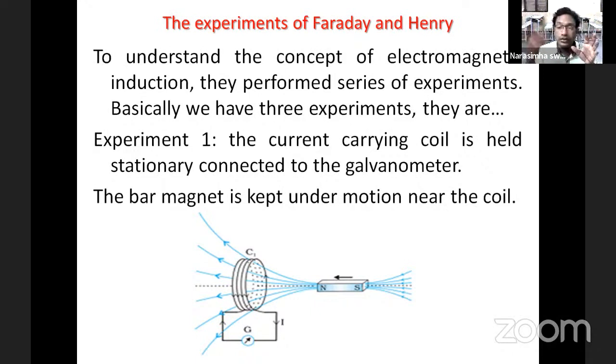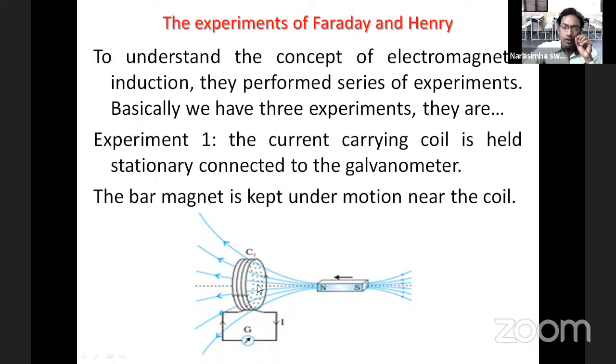Now an ammeter measures the amount of current which is flowing through the circuit. It shows the deflection here. The galvanometer shows the direction. So the bar magnet is kept under motion near the coil. Look at this diagram. This is the bar magnet, and it is under motion. It is moving towards the coil.